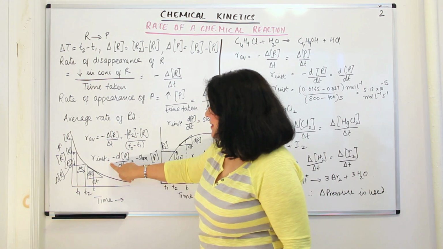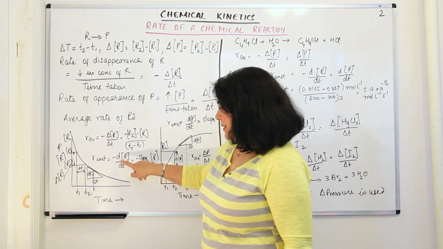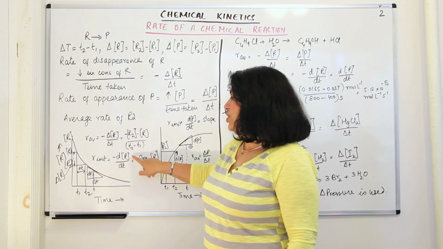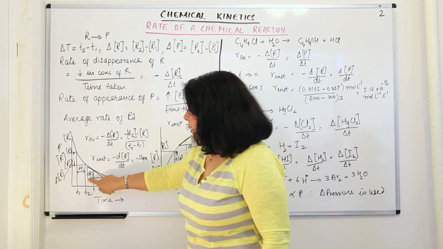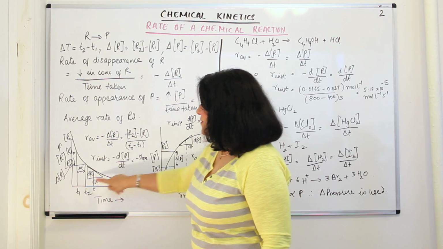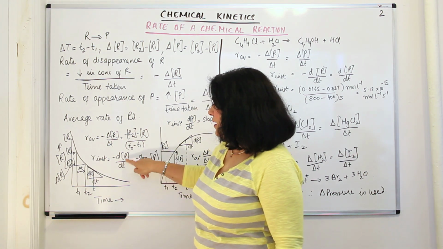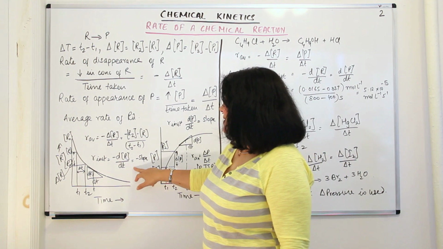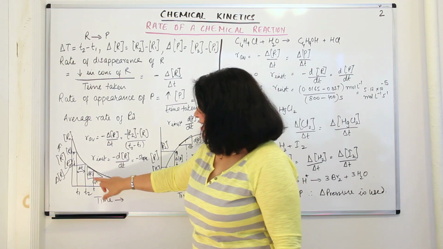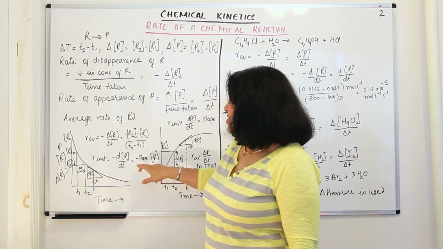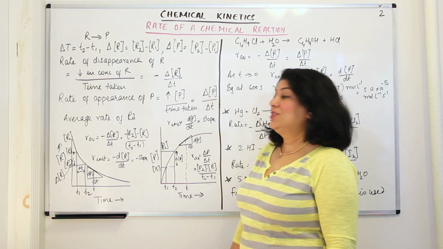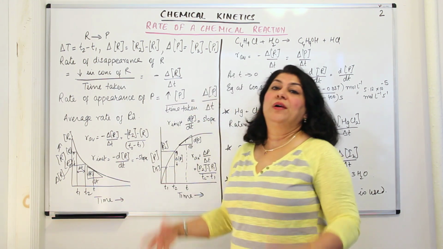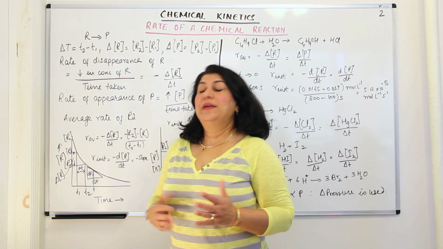So R instantaneous, in the case of a reactant, would be minus d, small d is small change in the concentration of the reactant, that is dR, divided by T2 minus T1, which is dt. So it is minus dR upon dt. And what is our instantaneous rate equal to then? According to your mathematical knowledge, this is the negative slope of the concentration of the reactant. The negative slope will give you the instantaneous rate of reaction.